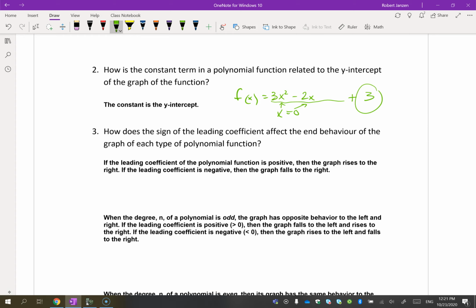Okay, how does the sign of the lead coefficient affect the end behavior? Remember, end behavior is what's going on as x approaches infinity. If you look at any of the graphs, basically this means if the lead coefficient is negative, then the graph is going to end up there. If the lead coefficient is positive, the graph is going to end up this way. And remember what the lead coefficient is, that's the coefficient of the highest power of x.